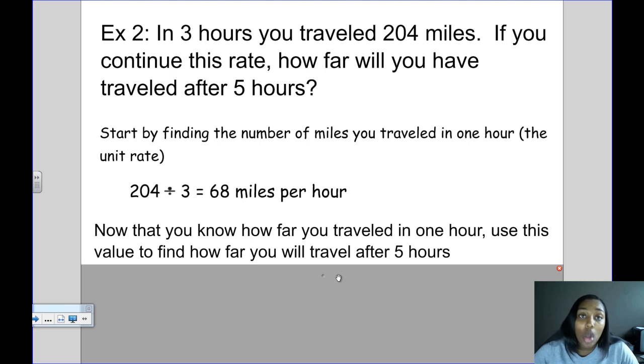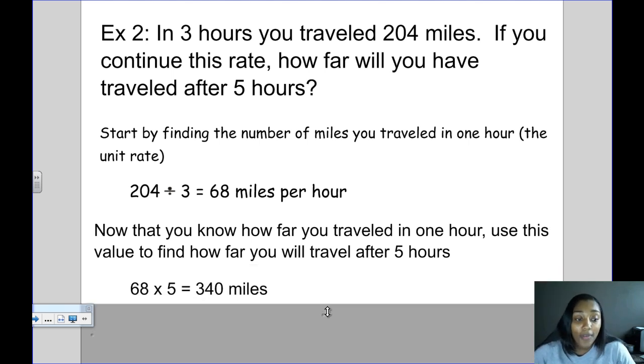Now that we know how far we traveled in just 1 hour, we're going to use that value to figure out how far we traveled in 5 hours. If we traveled 68 miles in just 1 hour, to figure out how far we traveled in 5 hours, we're going to do 68 times 5. That means in 5 hours, if we continue driving at the same speed, we will have traveled 340 miles.